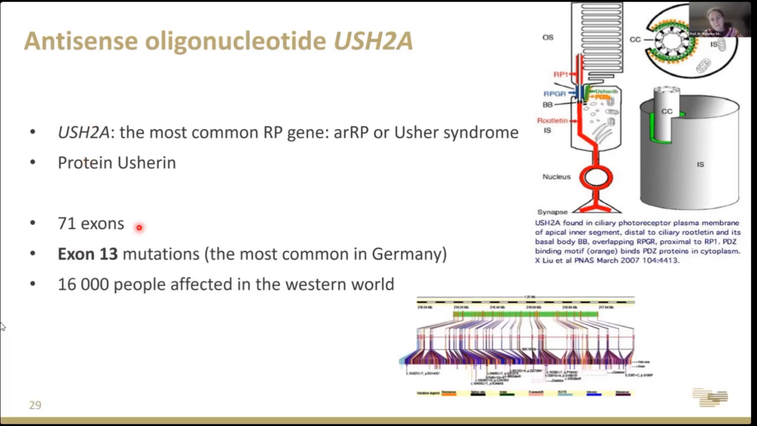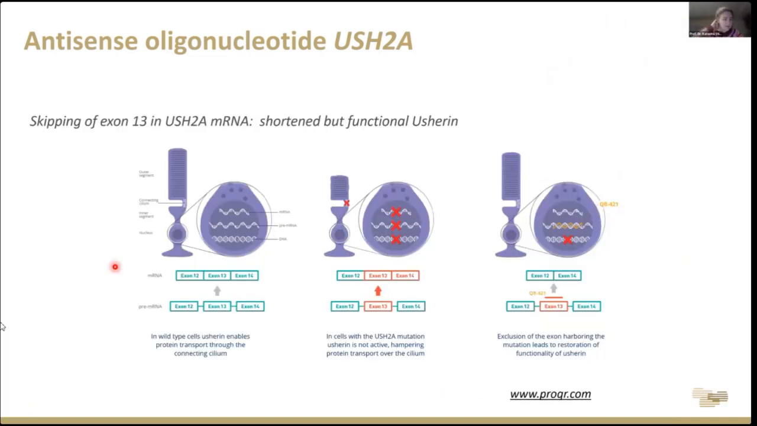And interestingly, excluding exon 13, like skipping the exon from the protein transcription, will not do much damage to the functionality of the protein usherin, because the cell can create a shorter protein, but still a functional one. And this thought has given rise to a treatment approach in the Netherlands, an exon 13 skipping approach by an antisense oligonucleotide RNA, which can be demonstrated in this slide.